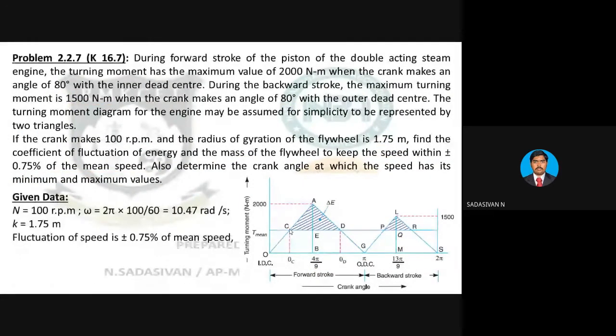Now list down the given data. So n is 100 rpm. Omega, from that you find out, is 2 pi n by 60. Radius of gyration is 1.75 meter. Coefficient of fluctuation of speed CS is given as plus or minus 0.75 percentage.